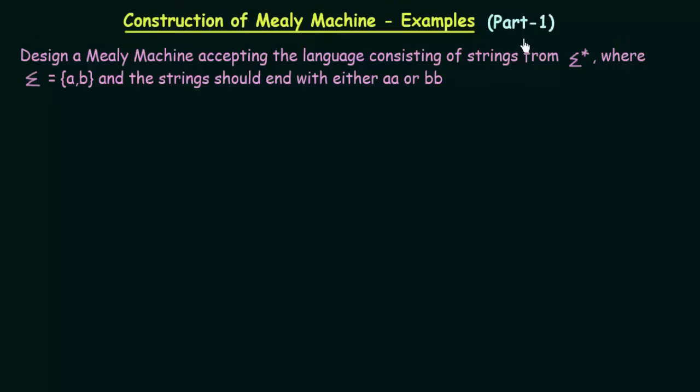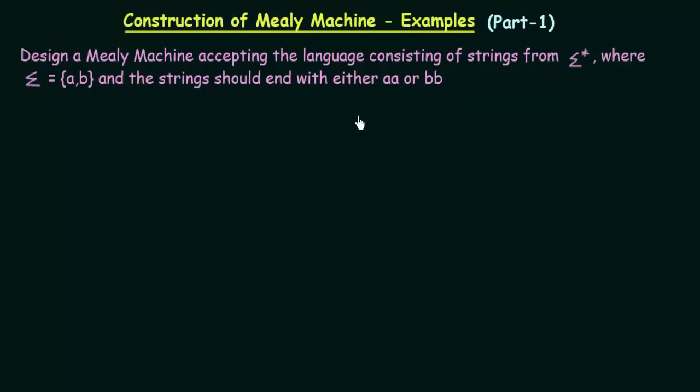In this lecture, we will be seeing an example of construction of a Mealy machine. Okay, so here is our example. Design a Mealy machine accepting the language consisting of strings from sigma star, where sigma equals {a, b}, and the strings should end with either AA or BB.